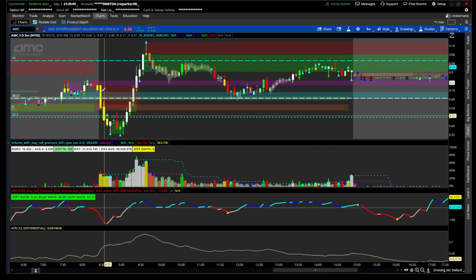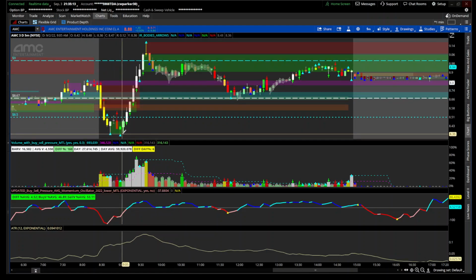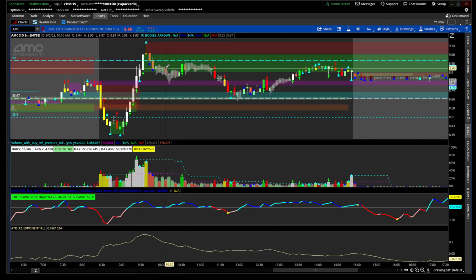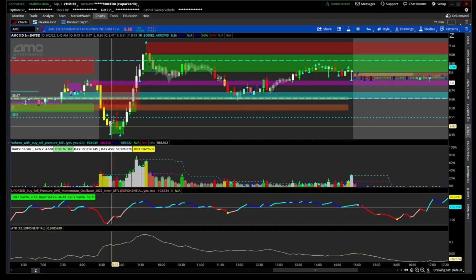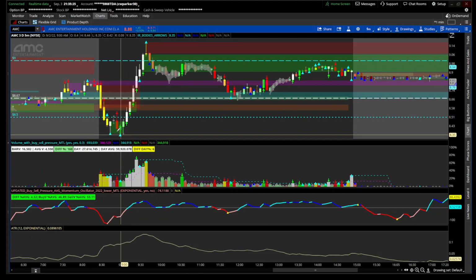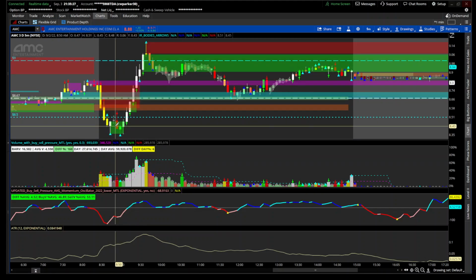Same situation down here. This was your selling climax where all the selling was stopped and the stock turned all the way around. And with these indicators, you don't necessarily have to try and look at volume or anything. It's telling you right there with these triangles and the arrows and everything.